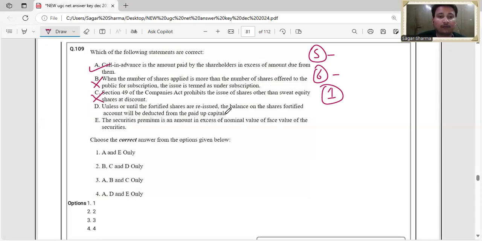Unless or until the forfeited shares are reissued, the balance on the share forfeited account will be deducted from the paid up capital. No, it is not deducted. The securities premium is an amount in excess of the nominal value or face value of the securities. Yes. So A and E are the only correct statements. Option number 1 will be your correct answer.